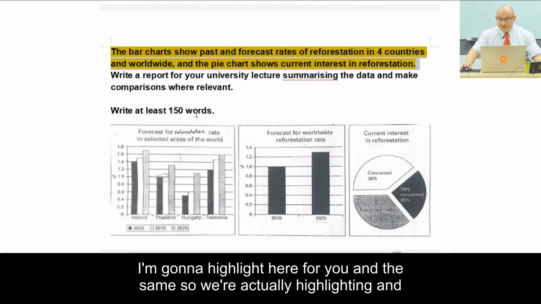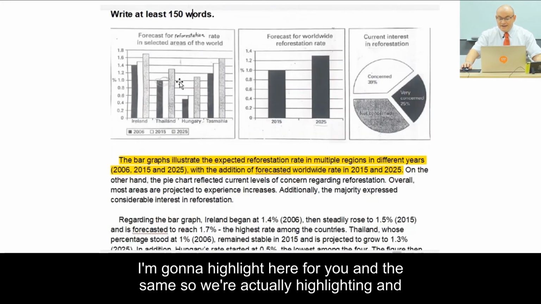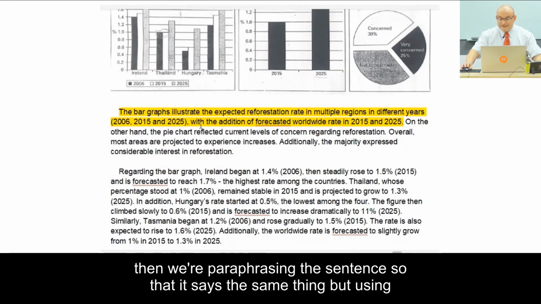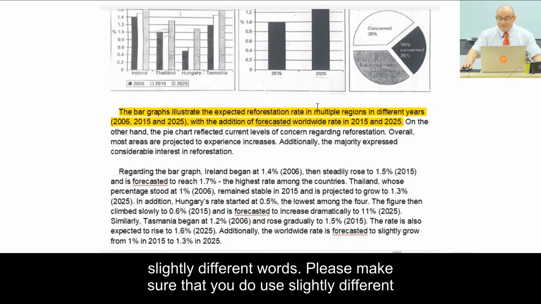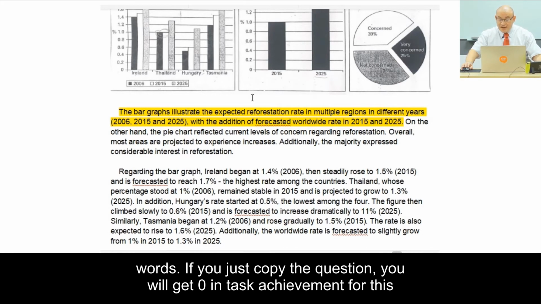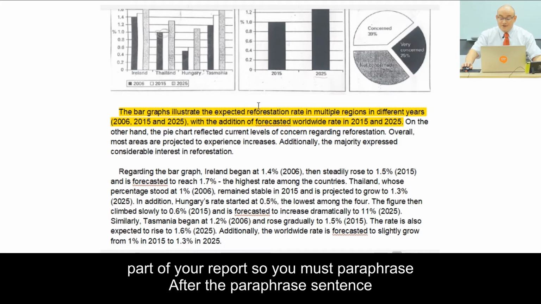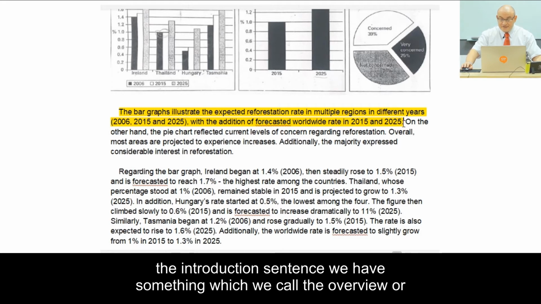And the same. So we're actually highlighting and then we're paraphrasing the sentence so that it says the same thing, but using slightly different words. Please make sure that you do use slightly different words. If you just copy the question, you will get 0 in task achievement for this part of your report. So you must paraphrase.